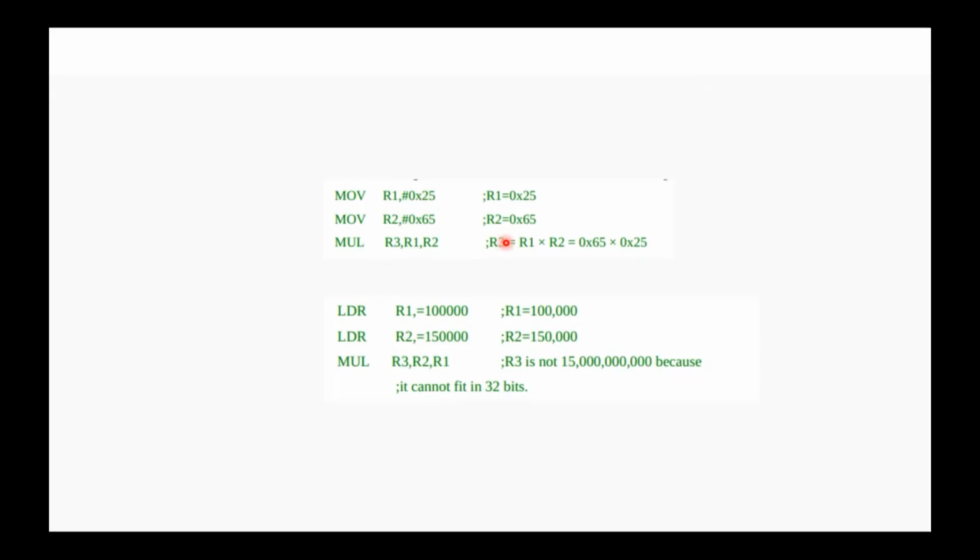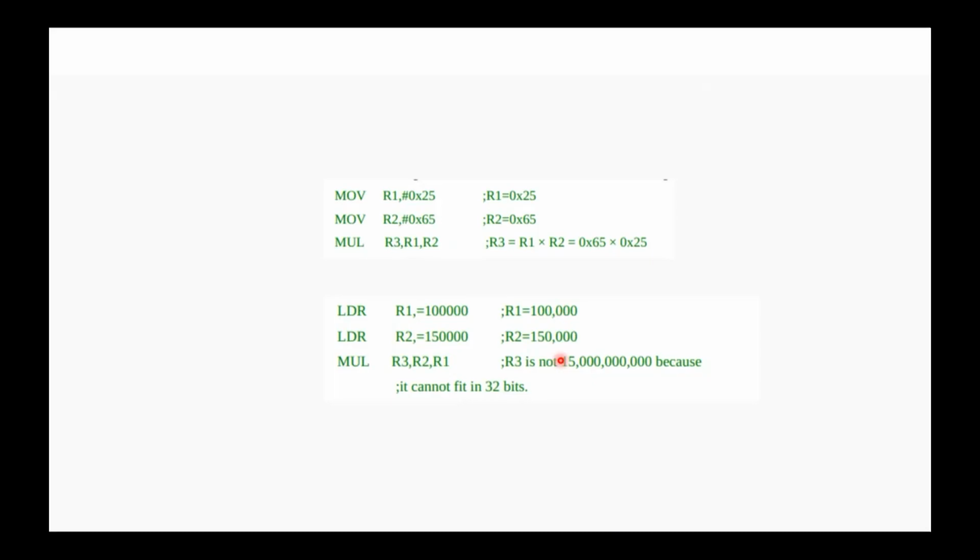Okay, what about the second one here? LDR R1 with this number, 100,000. LDR R2 with 150,000. And then MUL R3, R2, R1. So you can do the multiplication. But if you multiply this number here, 100,000 multiplied with 150,000, you will get a very large value, which does not fit your 32-bit numbers. So what happened here is only the first 32-bit number will be stored to R3, while the remaining bits will be discarded.